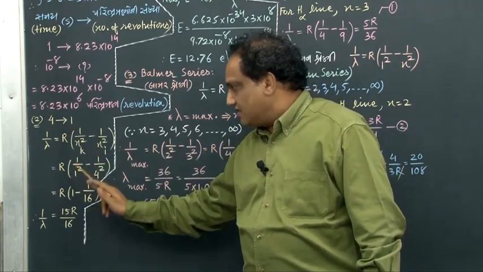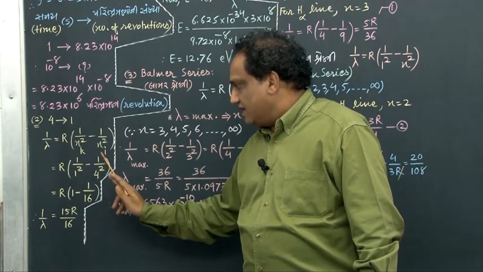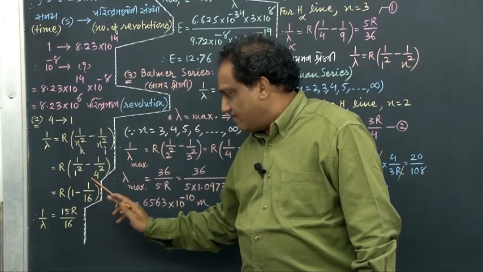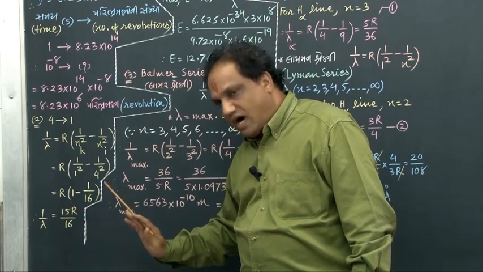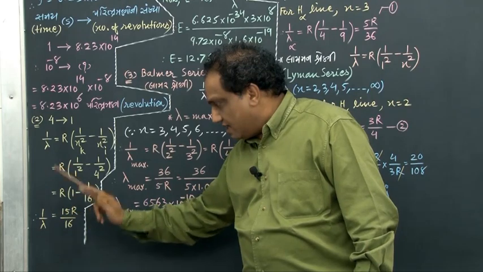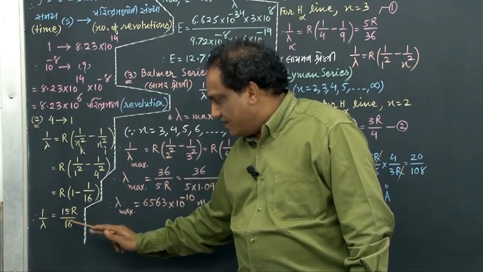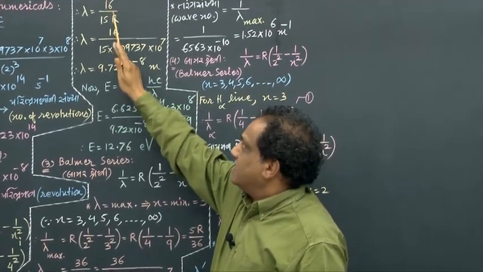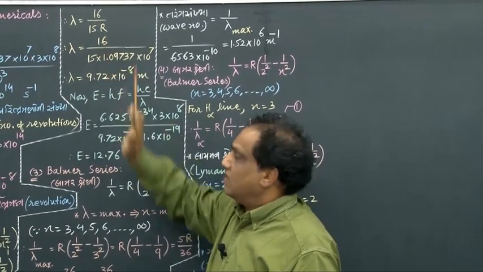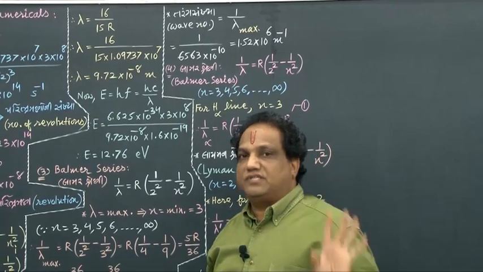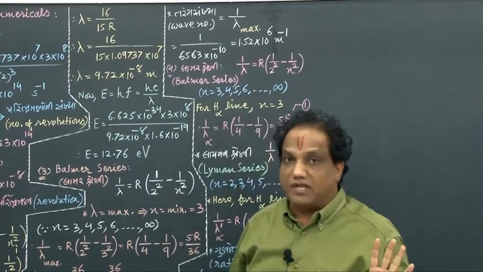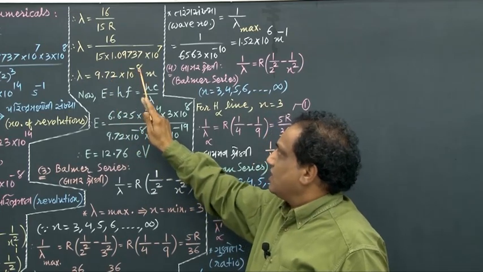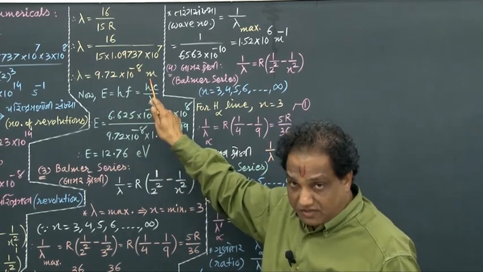Simplify, this R as it is, 1 upon 1, that is 1, minus 1 upon 4 square is 16. So now it is 16 minus 1, that is 15 upon 16 into R. Take the reciprocal. So lambda will be 16 upon 15 into R. 16 as it is, 15 as it is, Rydberg constant 1.09737 into 10 raised to 7 meter inverse. Simplify, answer is 9.72 into 10 raised to minus 8 meter.